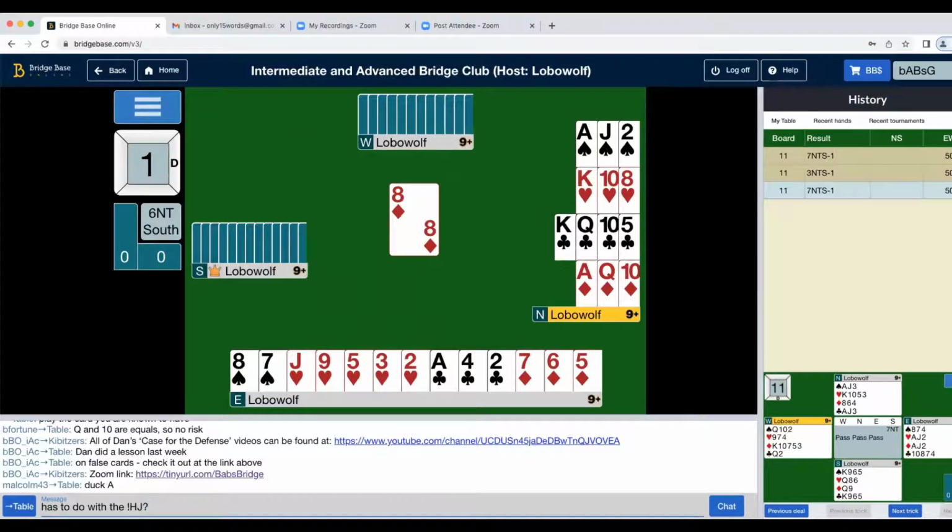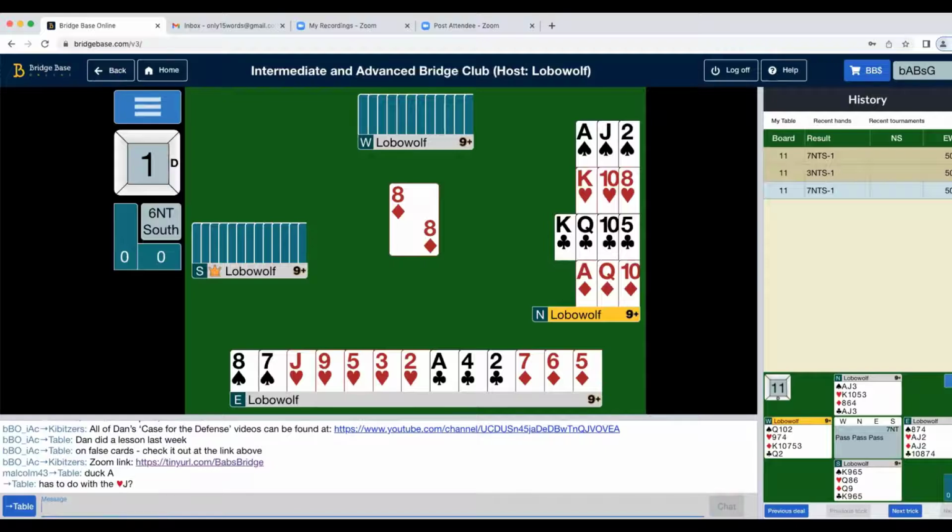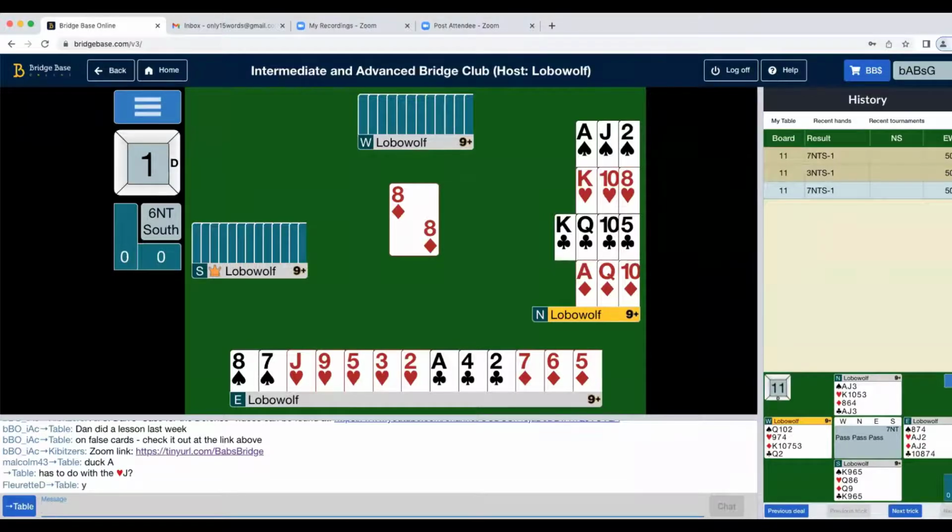Okay, we got a vote for ducking the ace of clubs. It has to do with the jack of hearts, the only card East has really, other than the ace of clubs. East has the jack behind the king 10. There's just enough room for partner to have the queen of hearts. Another vote for duck.